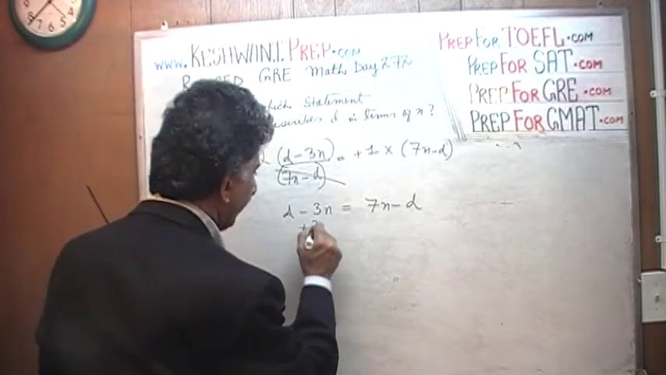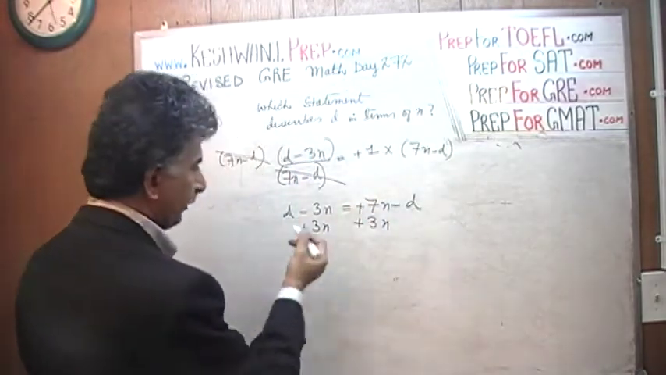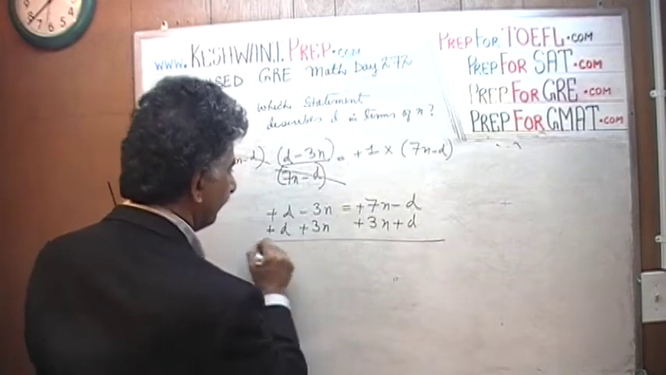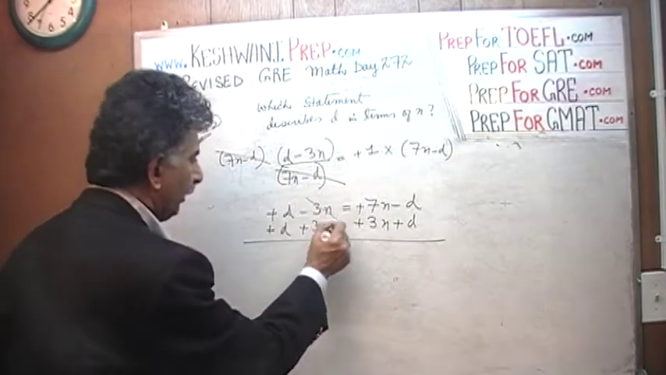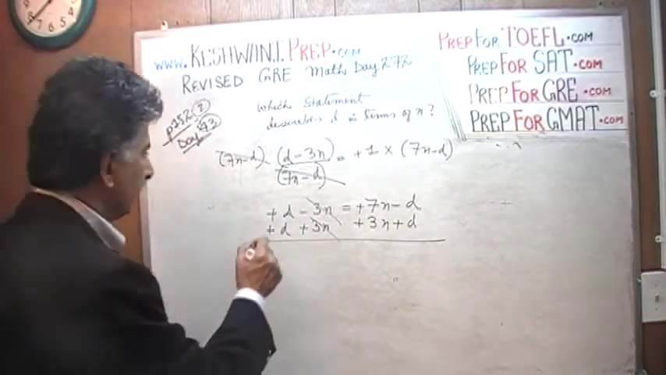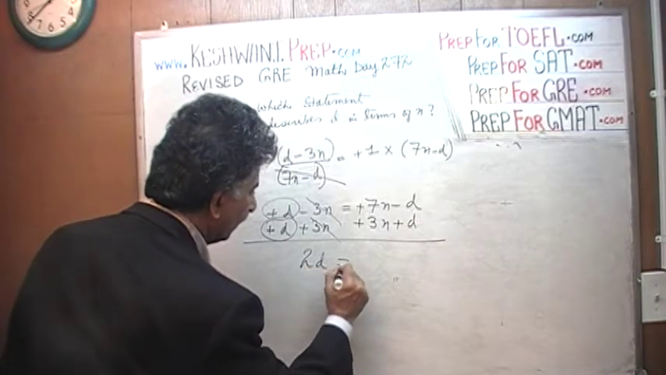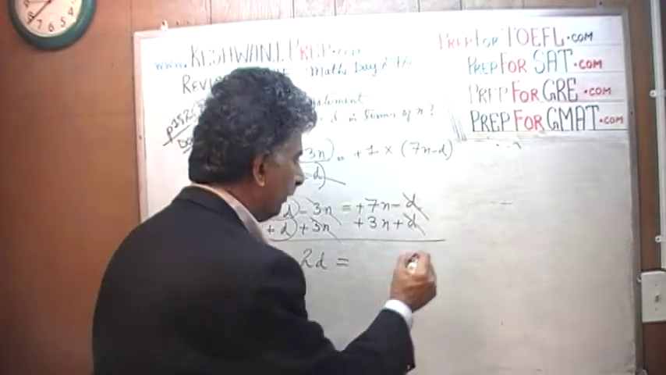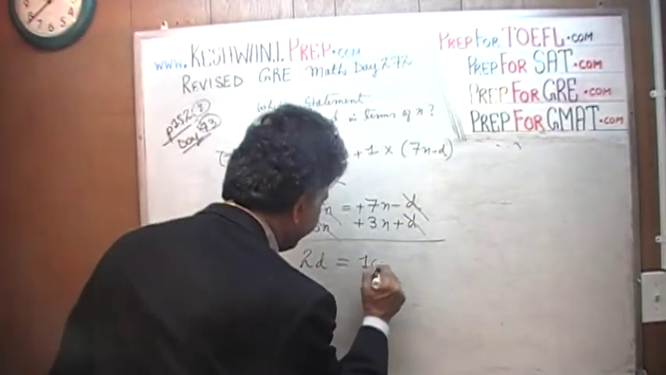And how do we do it? By adding 3n to both sides. And let's bring this D over there by adding D to both sides. That's it. So as you can see, negative 3n and a positive 3n will drop out, which was the whole point. And here we have a positive D and a positive D. D plus D is 2D equals, and again we have a negative D here and a positive D, that drops out, that was the whole point. And we have 7n and a 3n, which is 10n.